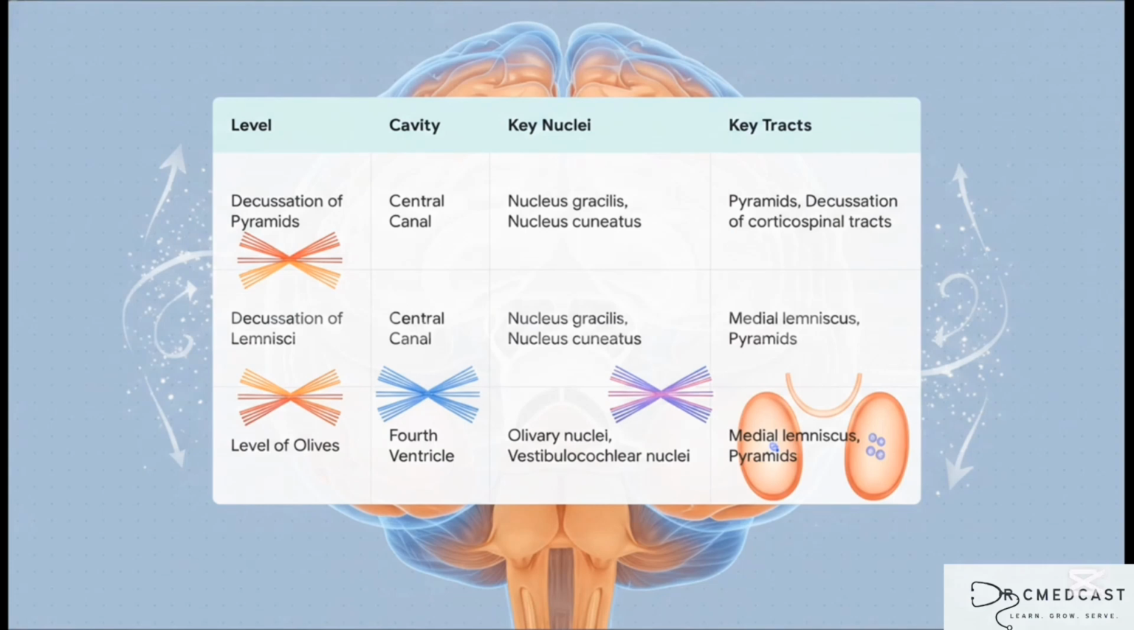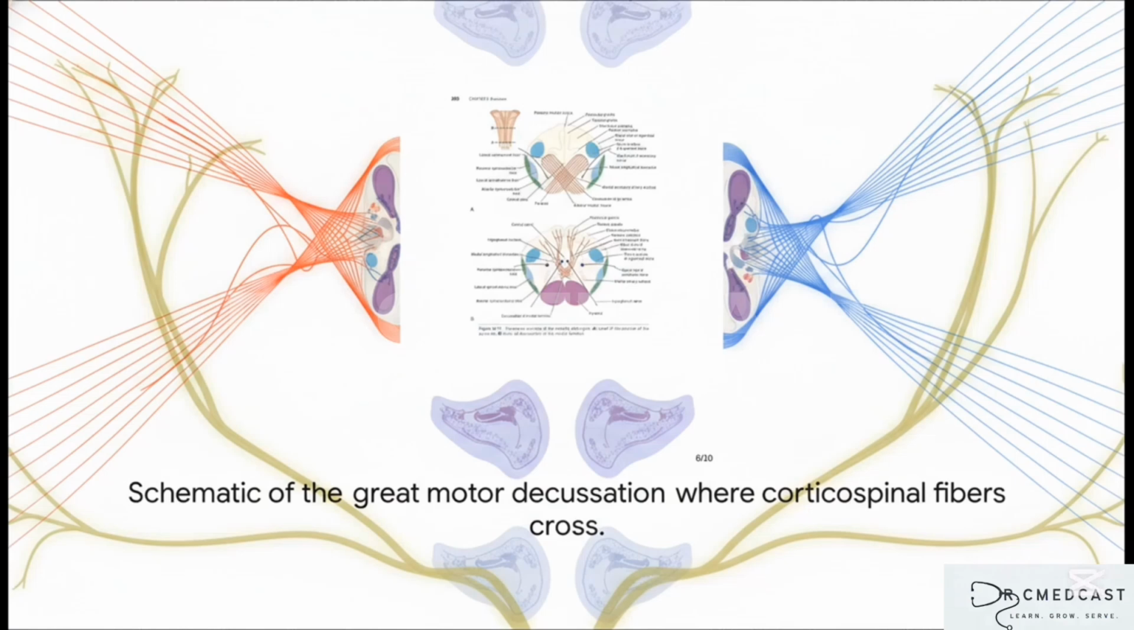We're going to start at the bottom, at the level of the pyramidal decussation, and move our way up to the level of the olives. As we do, I want you to just watch how the internal structures, the nuclei and tracts, rearrange themselves, and how that little central cavity begins to transform.